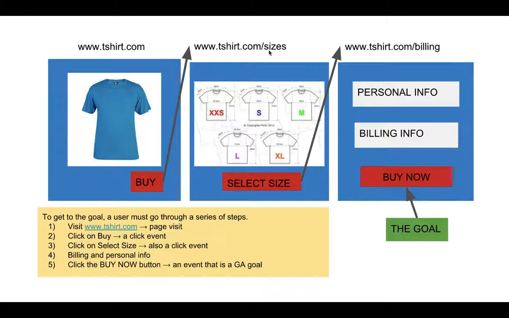With Google Analytics, you can track whether or not users are visiting sizes and then backing out of the process. They're saying, we want to buy this t-shirt, so we go to the sizes page, and we think it's too confusing, so we back out of the process. We don't actually make it to the goal, which is the Buy Now button. Google Analytics allows you to track these things in many different ways, so you can understand where users are backing out of this process.